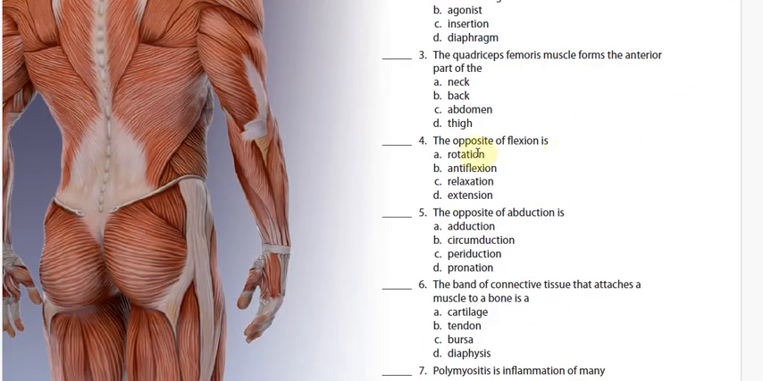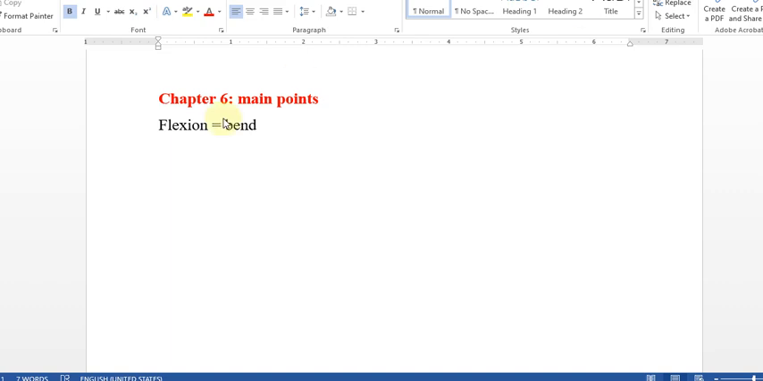Question 4. The opposite of flexion. Flexion is extension. A synonym for flexion can be bend. Bend, the opposite was extension.